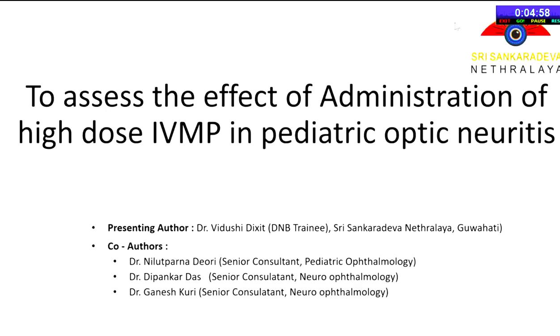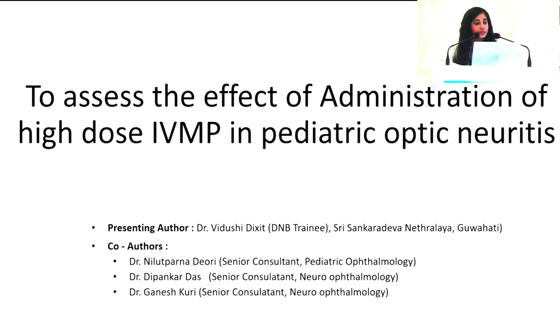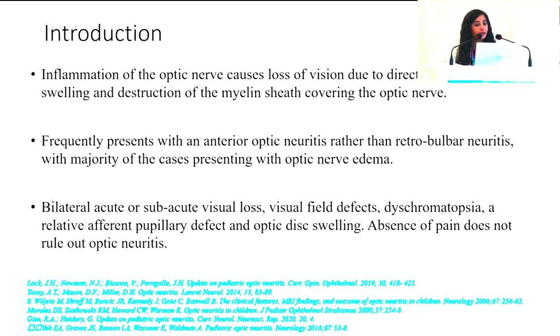Good afternoon, everyone. The topic of my study today is to assess the effect of administration of high dose IV methylprednisolone in pediatric optic neuritis. As we all know, pediatric optic neuritis is a more challenging entity as compared to adults, given the delayed presentation of the patients. The causes can range from demyelinating causes to para-infectious, infectious, and non-infectious causes.